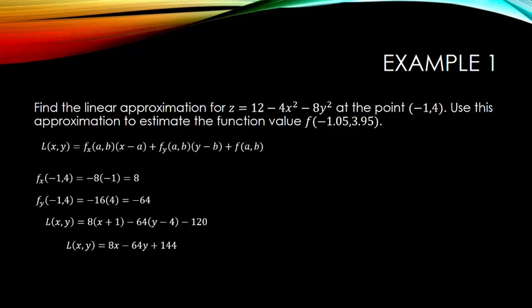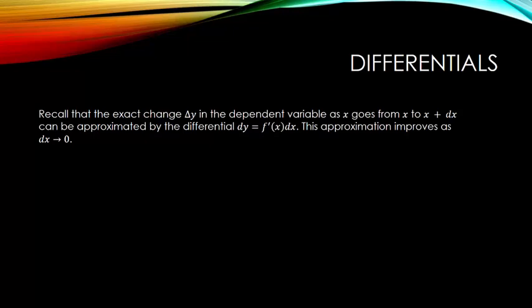Now I'm going to use this approximation to approximate f at the point (-1.05, 3.95). This is equal to 8 times -1.05 minus 64 times 3.95 plus 144. This gives me an approximate value for my function of -117.2. Now let's talk about differentials here.